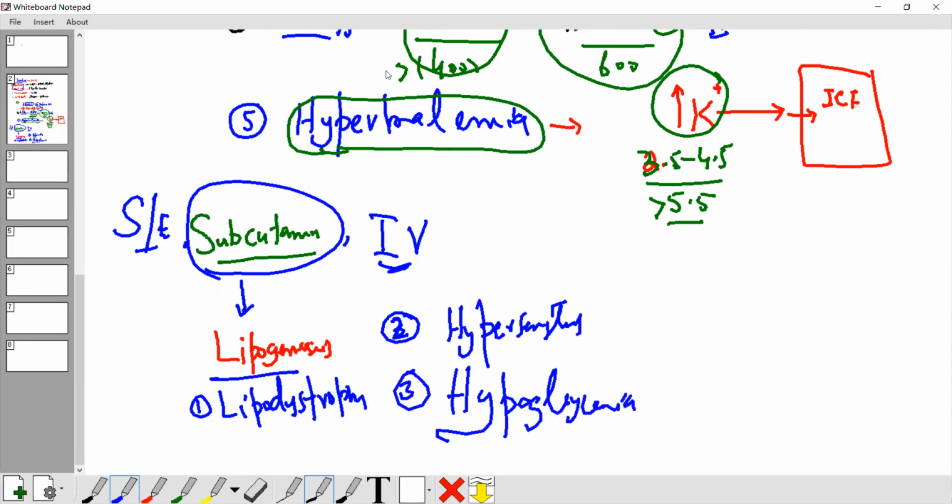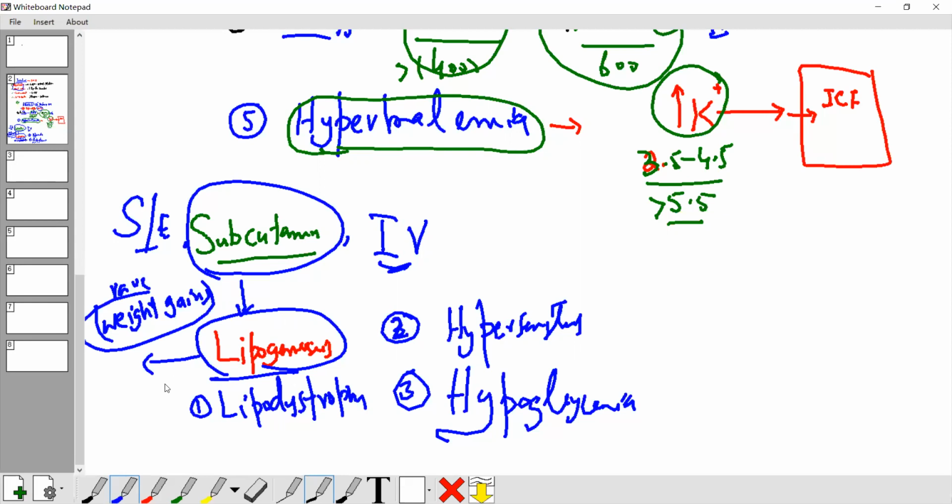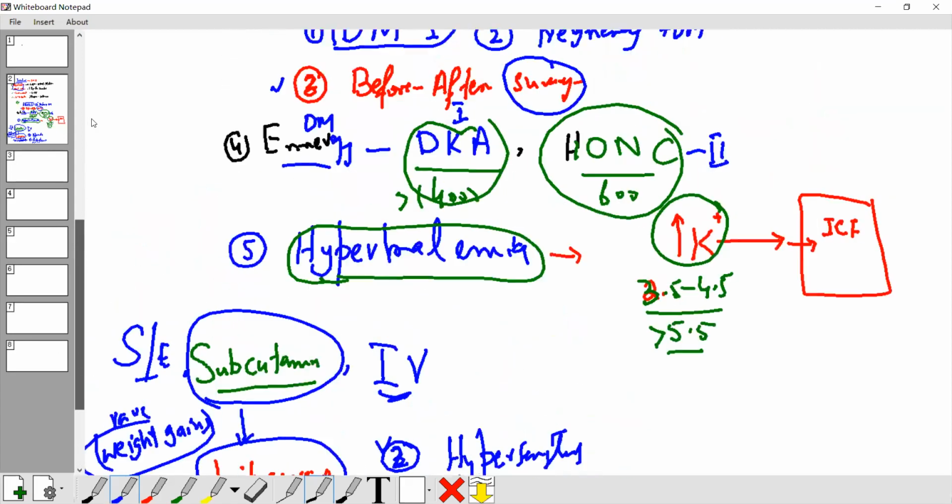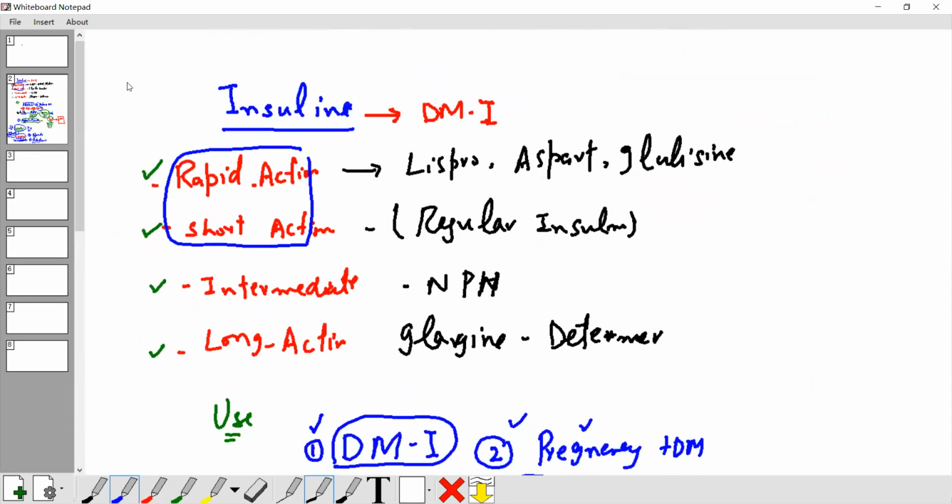Hypoglycemia. So because the insulin causing what? Lipogenesis. So insulin can cause weight gain. It's a rare side effect, not an important one. The important side effects of insulin are lipodystrophy, hypoglycemia, and hypersensitivity. Understand? So it's all about insulin.